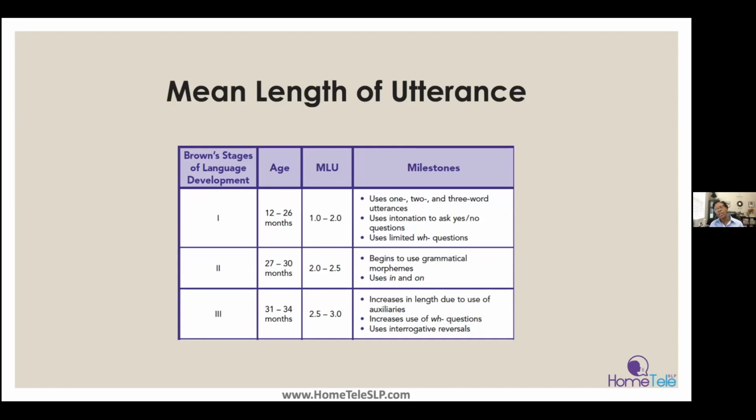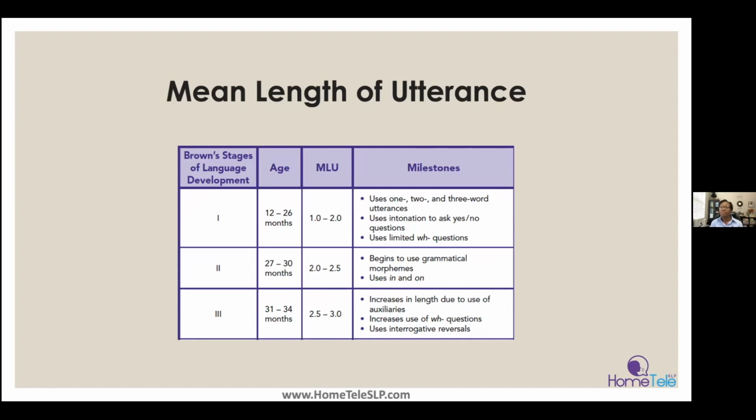So in stage 1, when a child is somewhere between 12 and 26 months, their mean length of utterance, or MLU, should be 1 to 2 words. And you can look in the far right and see what those milestones are. So using 1, 2, and 3 word utterances, using intonation to ask yes, no questions. So maybe they'll say "milk?" and they're using that intonation to ask a question.